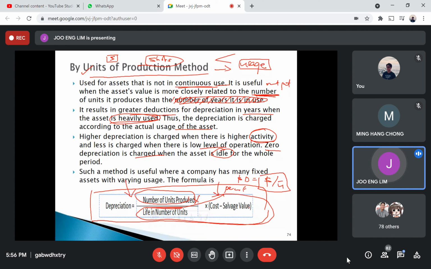It is the cost minus the salvage value. This is your base for depreciation over the warranted life. The life is not warranted by year; the life is warranted by units. I already explained that, right? So now your life is based on the units that you produce, not the years that you use the machine. Clear? So you get your cost per unit, and then you multiply by whatever units you produce within that period of time. That will give you your depreciation expense.